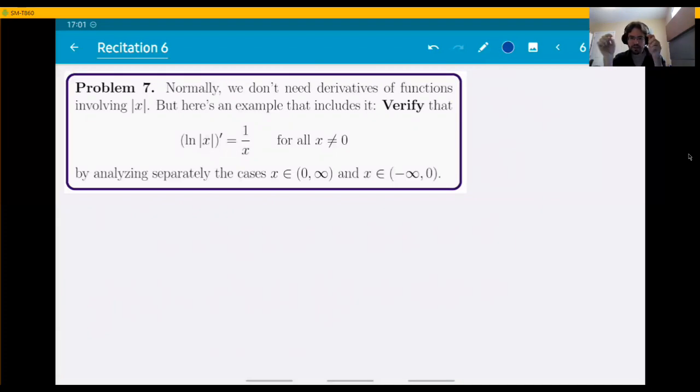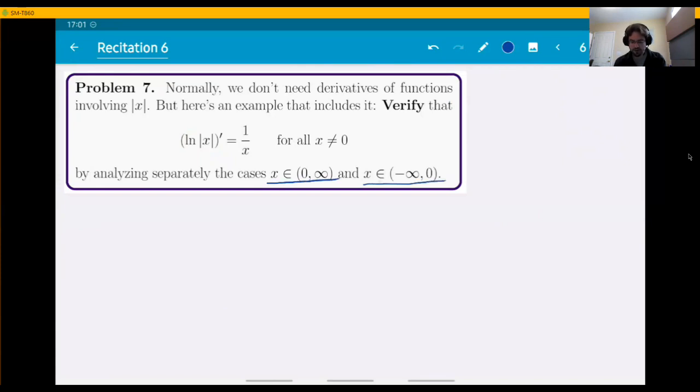And what you want to do is analyze the two separate cases, when that number is positive and when that number is negative, the number inside of the absolute value. So this question is saying, verify that the derivative of the function ln of absolute value of x is equal to 1 over x for all x different from 0. Obviously, you cannot apply this to x equals 0. ln of 0 would not exist. But they want us to verify this for all x different from 0 by analyzing separately the two cases, when x is on the positive numbers and when x is on the negative numbers.